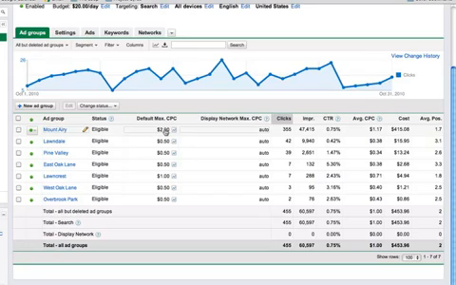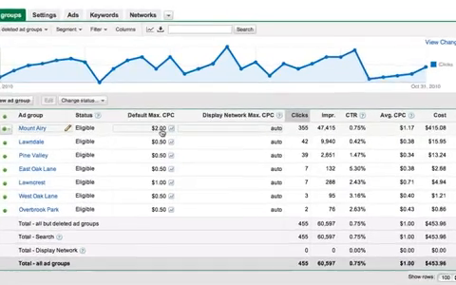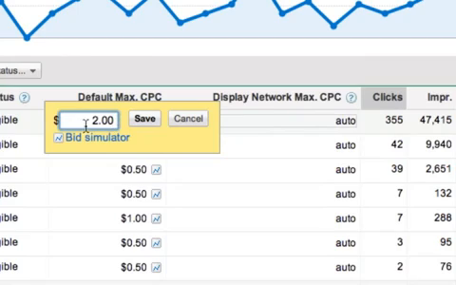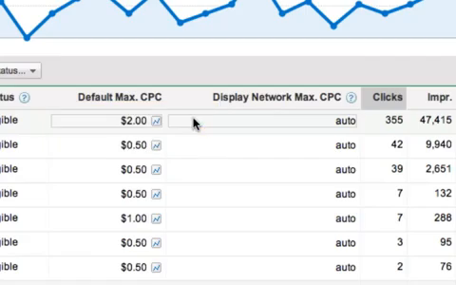And if you want to change your bid, all you do is you click over that and you put in the new amount that you're willing to pay and you press save, and that will adjust all of your bids for all of those keyword terms.